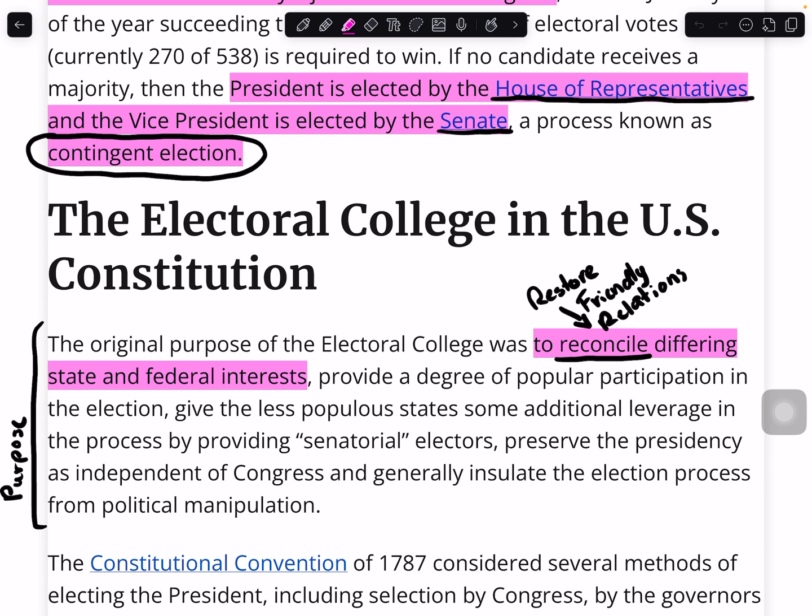And this is important because of the winner-take-all system. Like I said, in California, for example, the state has 55 electoral votes. And if one side gets 30 and the other gets 25, the side with 30 takes all 55. They don't just get 30 out of 55, right? So this is basically what happened.